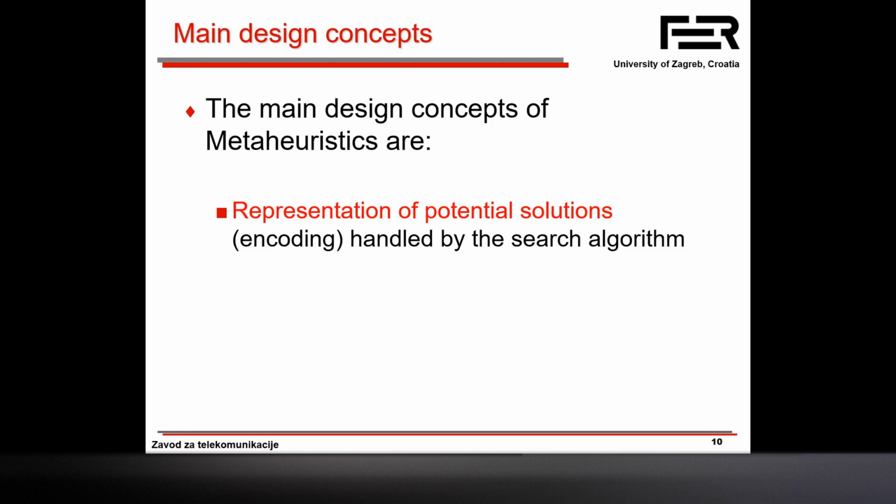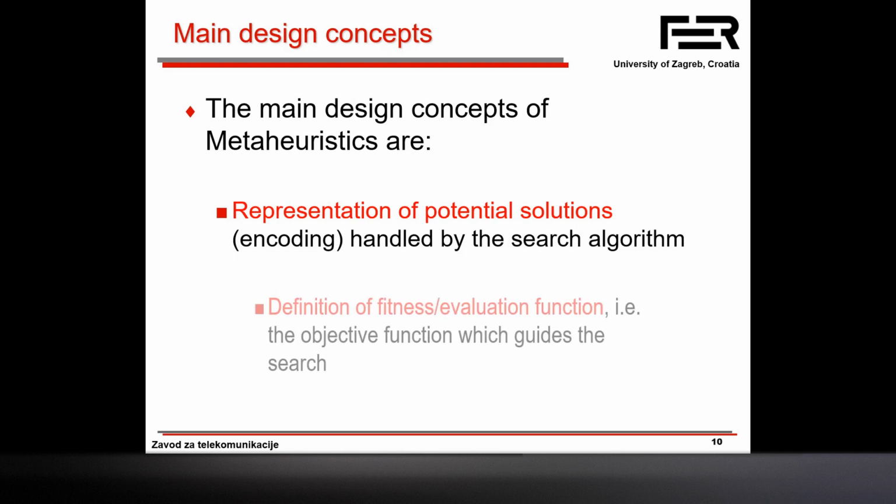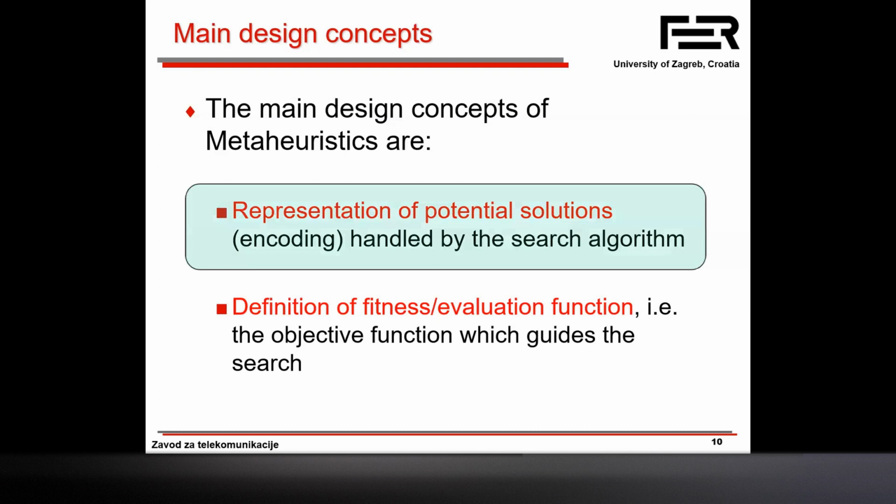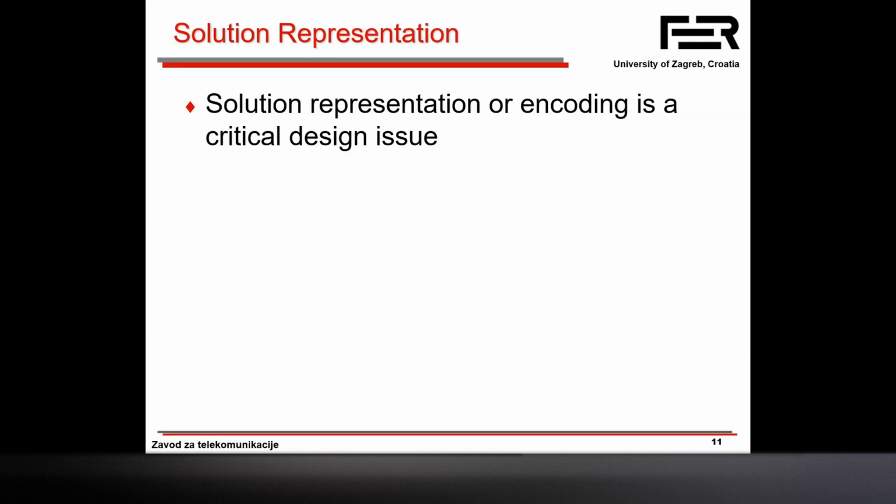So we need to decide how we're going to represent potential solutions to our problem and how we're going to define the fitness or the evaluation function. This fitness function is going to give us a specific value that will indicate the quality of a particular solution given its representation. So we want to be able to compare any two solutions and say which one is better. So we need some kind of a fitness or an evaluation function that is going to guide our search. Okay, let's look at different representations.